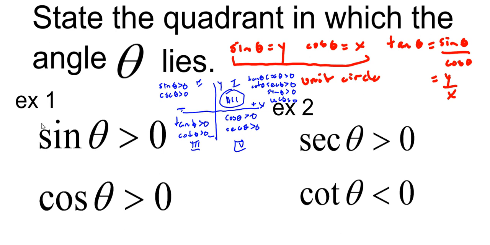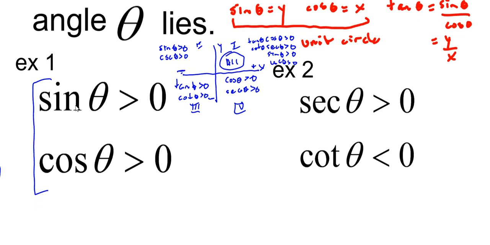Now, why does that help us out? Well, let's say we want to state the quadrant of the angle, and they give us this criteria: the sine of the angle is positive. That means, where is y positive? Well, that can be in the first and the second quadrant.